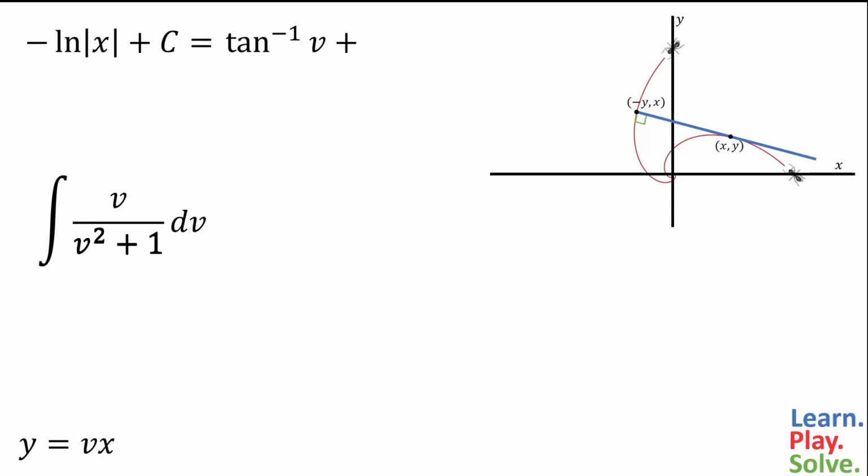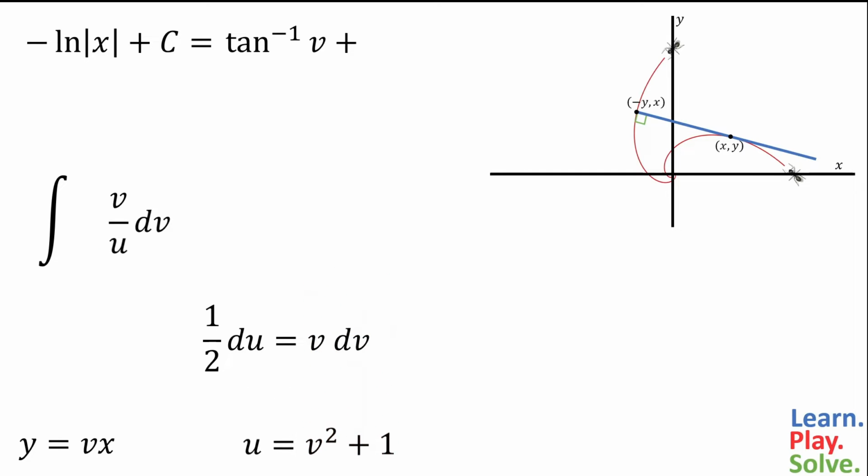For the other one, let's do a u substitution. Let u be the denominator, v squared plus 1. Therefore, du will be 2v dv. Now divide both sides by 2, and then sub in the u. We can then replace the differential as well.